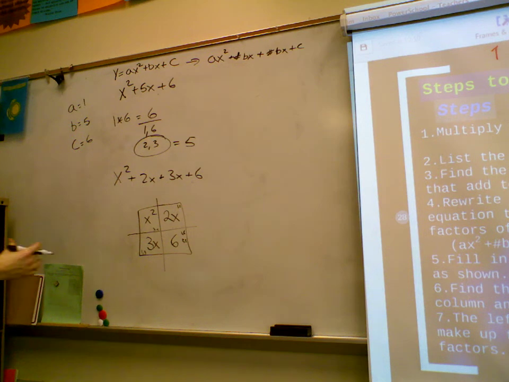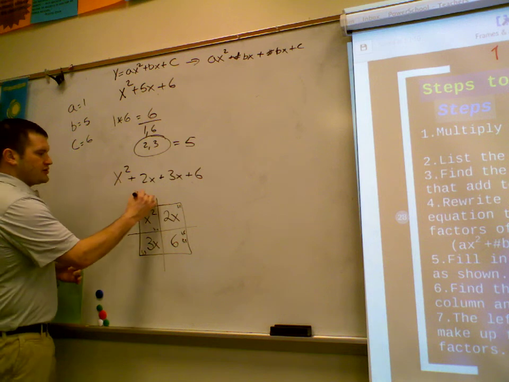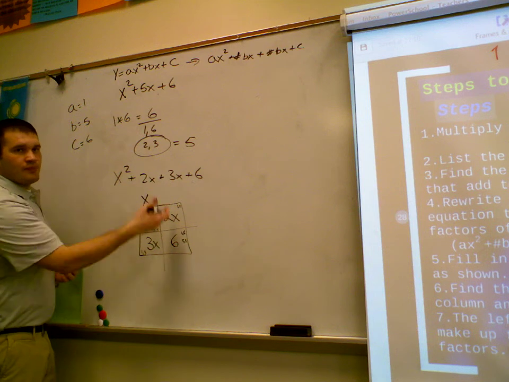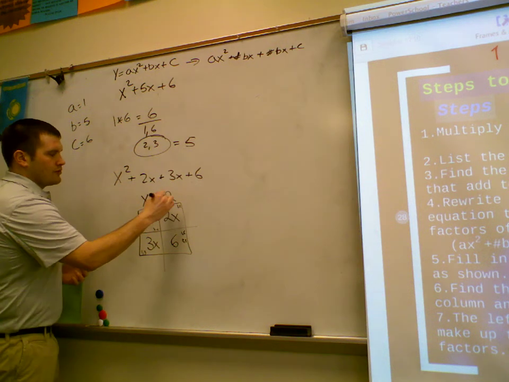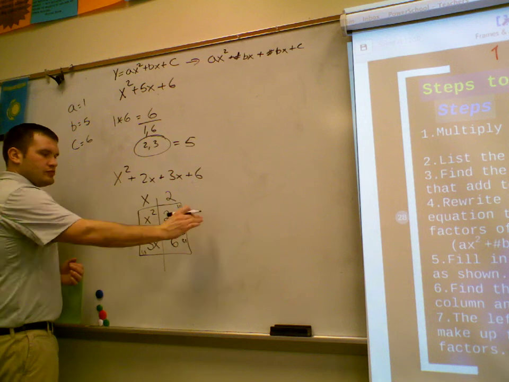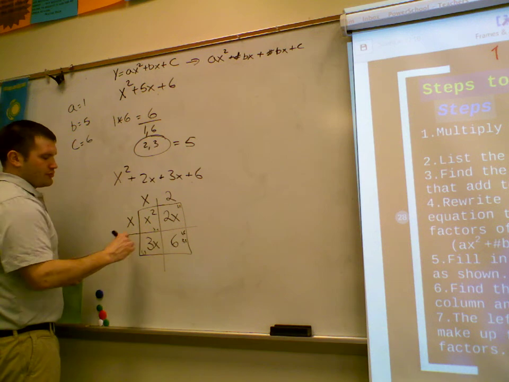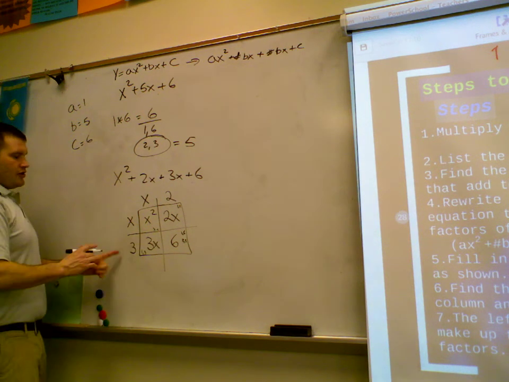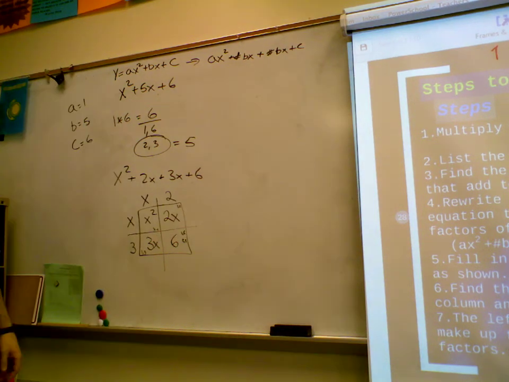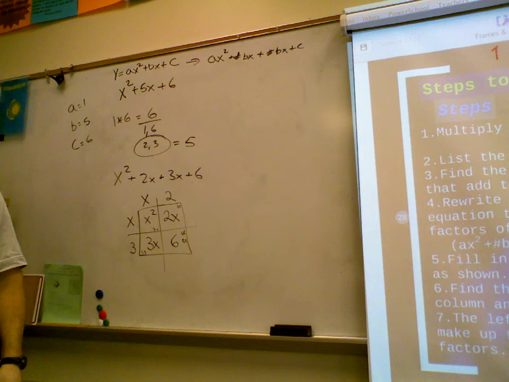Now, greatest common factor in this column, x squared and 3x: x. X is the greatest common factor. Does that make sense? Greatest common factor in this column: 2. Good, that 2 looks funny. Greatest common factor in this row: x. Greatest common factor in this row: 3. The 3 and the 2 are both positive. So we have 6 done. Take the left side and the top, and they make up the binomial factors.